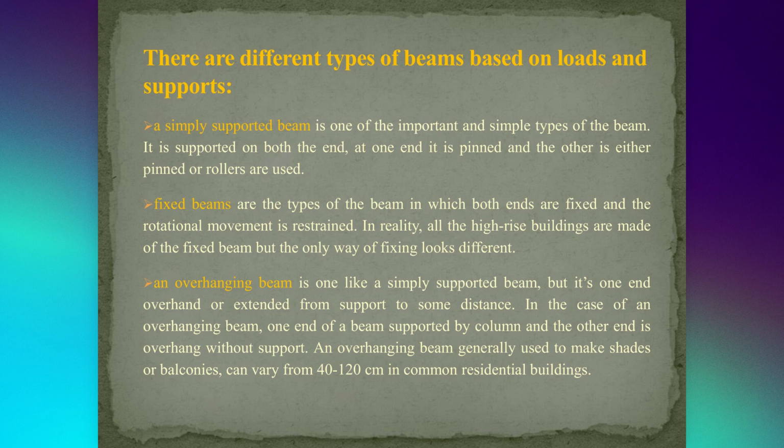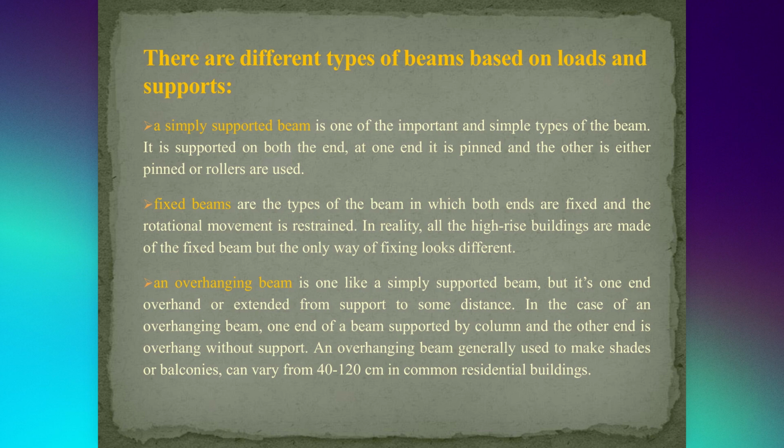There are different types of beams based on loads and supports. A simply supported beam is one of the important and simple types of beam. It is supported on both ends. At one end it is pinned and the other is either pinned or rollers are used. Fixed beams are beams in which both ends are fixed and the rotational movement is restrained. In reality, all high-rise buildings are made of fixed beams, but the way of fixing looks different.